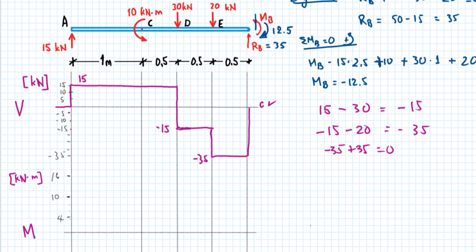I'm gonna go all the way to the first area. I'm gonna break it here, and this is A1, this is A2. A1 is equal to 15 times 1, 15. So I have to go up all the way to 15: 2, 4, 6, 8, 10, 12, 14, 15. So I go up all the way to 15 here. Put the value there, 15.